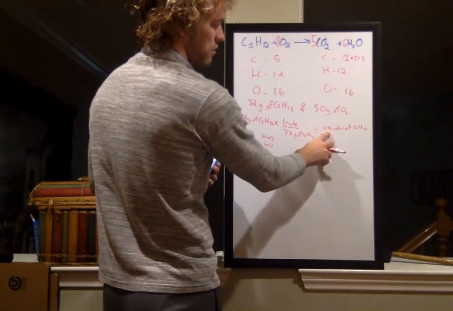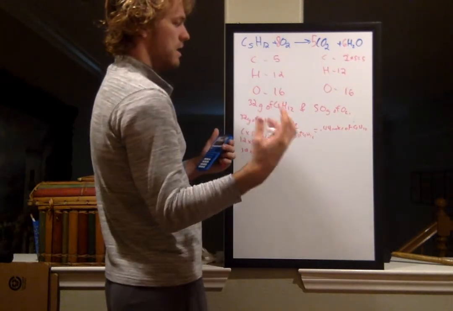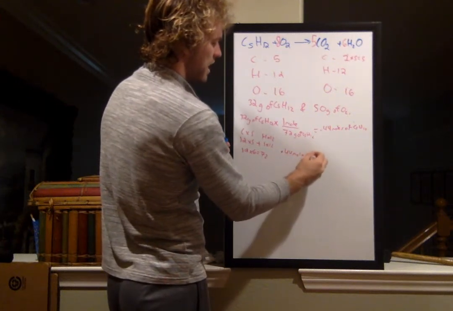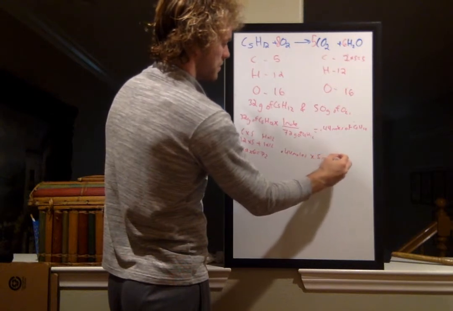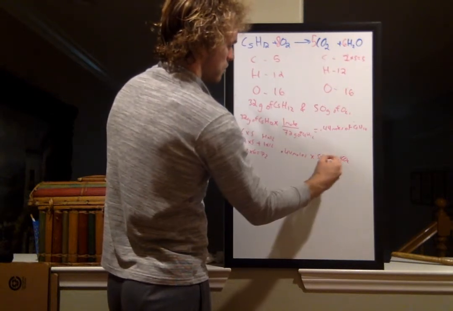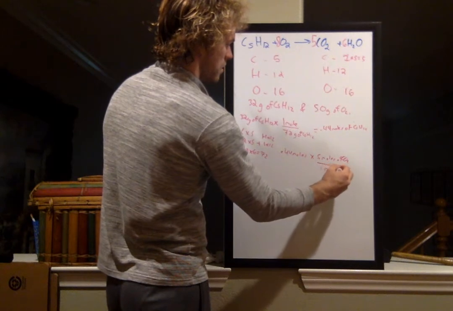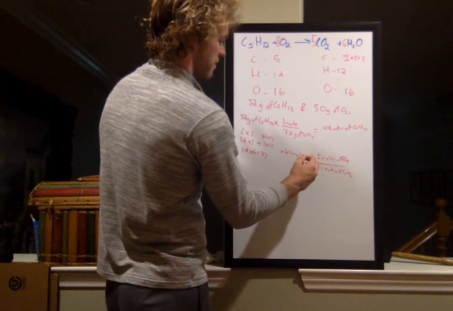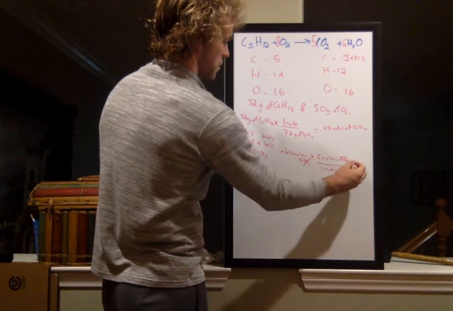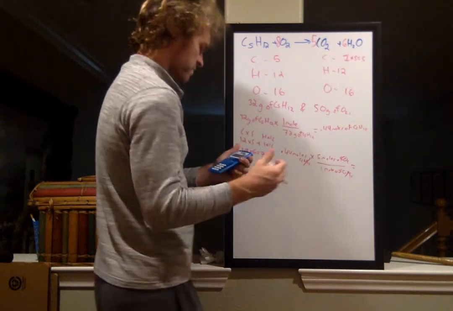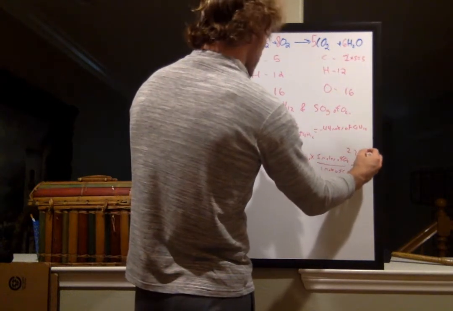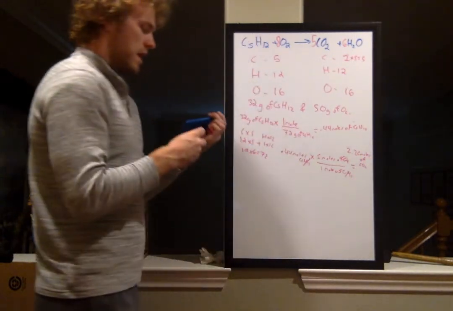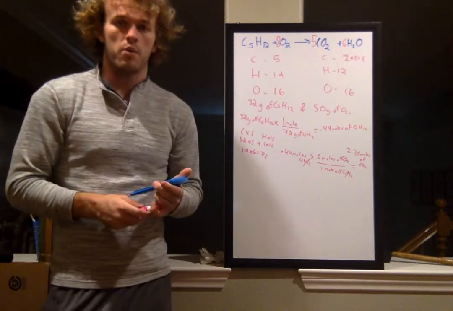So it's going to be 0.44 moles of C5H12 times 5 moles of CO2 per 1 mole of C5H12. The C5H12s cancel, and we're left with 2.22 moles of CO2. Now we have to do the same thing, but with oxygen.